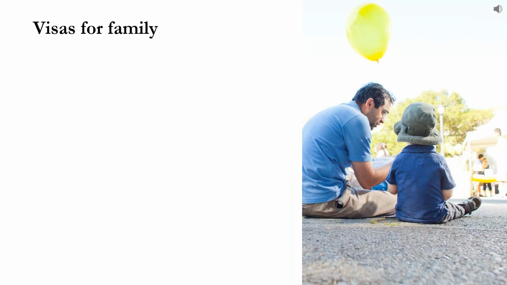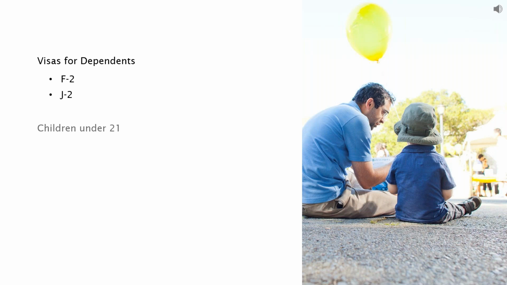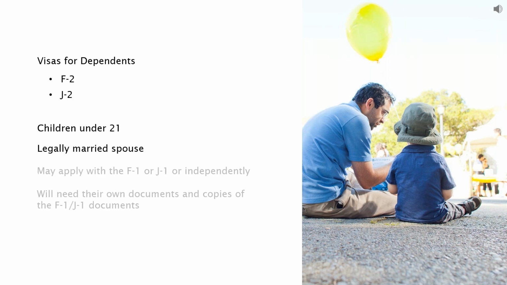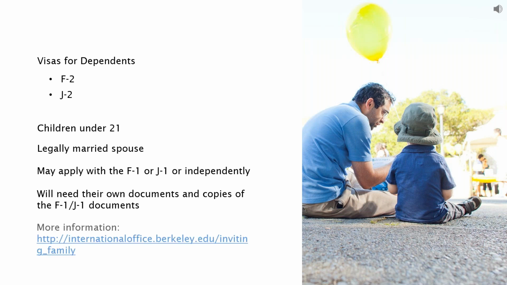Okay, and in terms of visas for your family, visas for dependents would be F2 or J2. This can be children under 21 or a legally married spouse. You can apply for a dependent visa with the F1 or J1 or independently, and they'll need their own documents and copies of the F1 and J1 documents as well. We do have more information on our website here at internationaloffice.berkeley.edu/inviting-family.